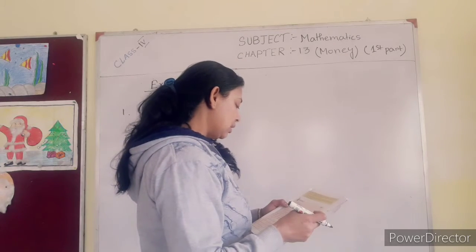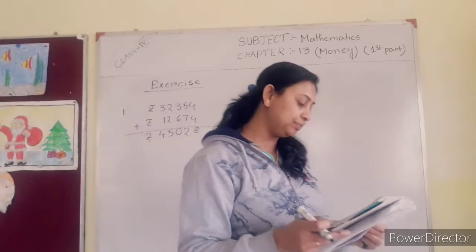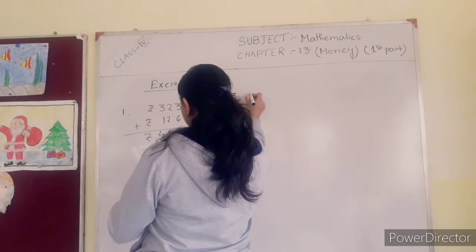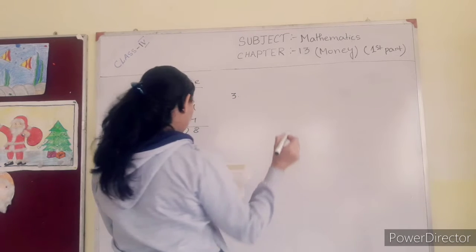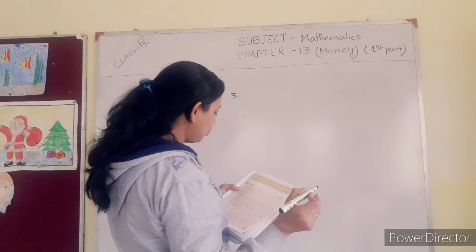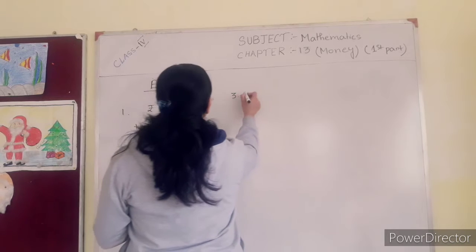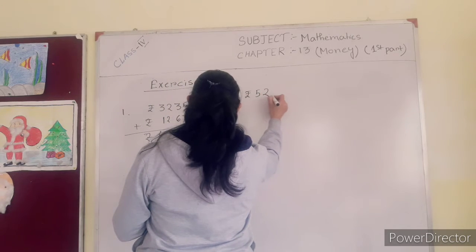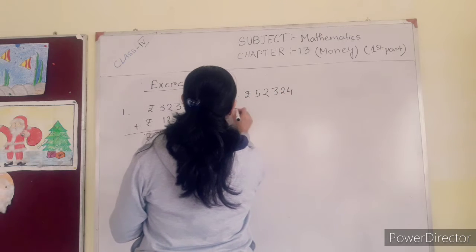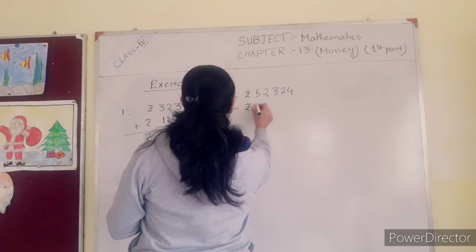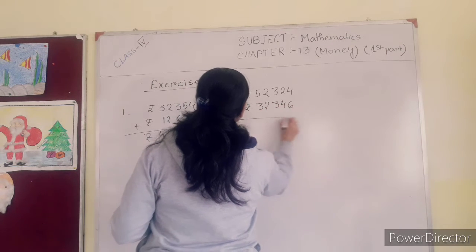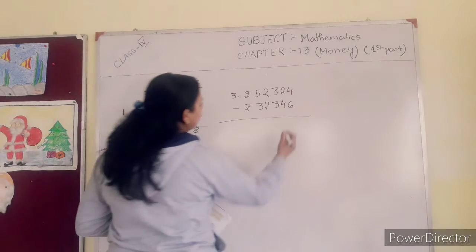Now number 3. Number 3 is subtraction. Subtract rupees 32,346 from rupees 52,324. Rupees 52,324 minus rupees 32,346. 4 is smaller than 6, so 14, 8.